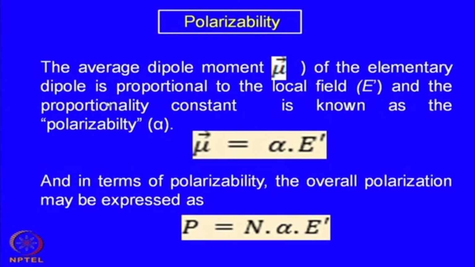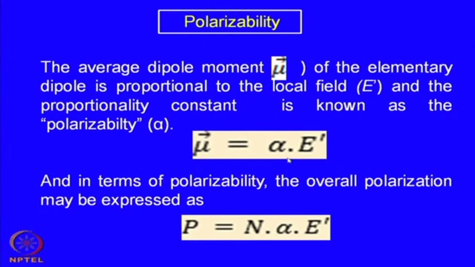Right, the dipole moment is proportional to the local field E prime, and the proportionality constant is known as the polarizability, with a parameter like alpha. So, mu bar is proportional to E prime, not E. That is the only thing one has to remember. It is not E. E is the external field normally applied, and E prime is the internal field or the local field experienced by this particular element or dipole.